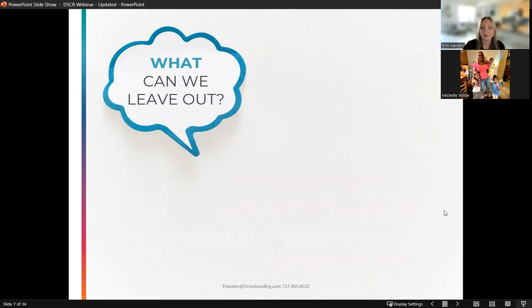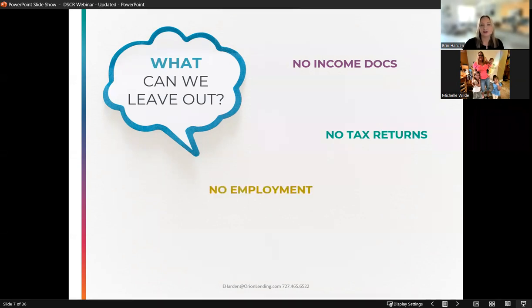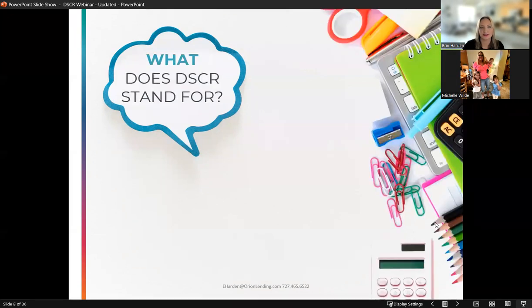So what can you leave out of a DSCR loan submission? So this is actually my favorite part. It's the best part of DSCR. There's no income docs whatsoever. So that means there's going to be no tax returns, no pay stubs, no W-2s, none of that. And you're not even going to put employment on the 1003 either. There's no DTI because we're not calculating income. And there's also no DU or LP or AUS, anything like that to run. So really, really easy as far as documentation goes.